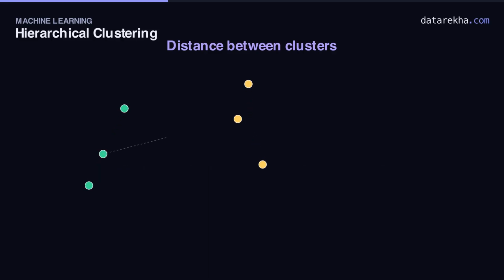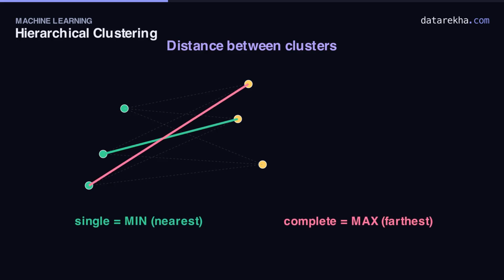Picture a green cluster and a gold one. Draw every link between a green point and a gold point, a whole web of possible distances. Linkage is simply which of these you call the distance between the clusters. Single linkage takes the minimum, the nearest pair. Complete linkage takes the maximum, the farthest pair. Average linkage takes the mean of all of them. And Ward's method picks the merge that increases the spread, the variance, the least.